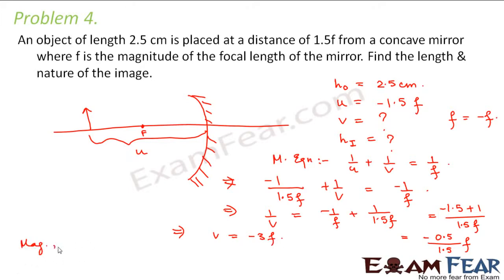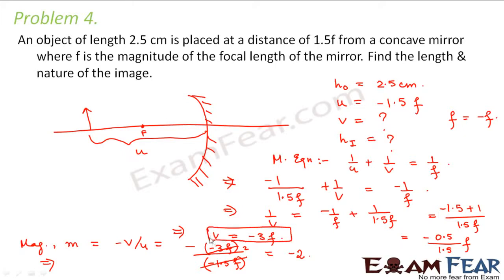Therefore, let us now try to calculate the magnification m, which is equal to minus v by u. So this is equal to minus of minus 3f divided by u, which is minus 1.5f. So magnification comes out to be minus 2. Now using this, we can calculate the value of hi. So v we have already calculated, that is the position of the image. From this we can calculate the height of the image, which will be equal to magnification into height of object. So that is equal to minus 2 into 2.5, which is equal to minus 5 centimeters. So this would be the height of the image.